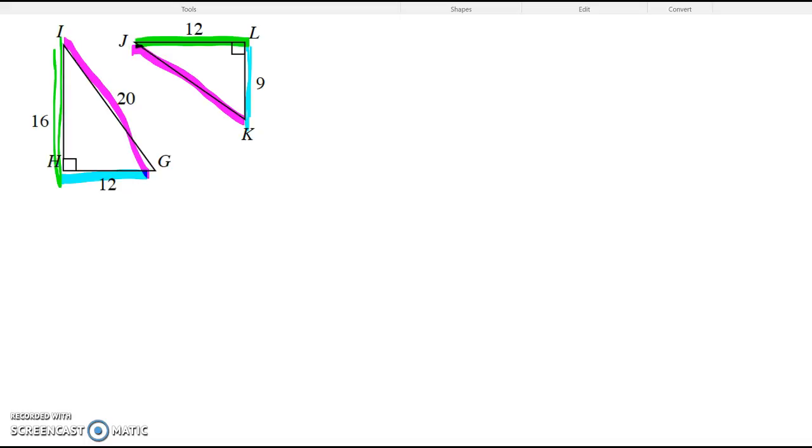we could use side, side, side similarity. However, we don't know this third side, but we could figure it out using Pythagorean theorem. What we could do is use side, angle, side similarity, because we already have a pair of angles that are congruent. And then we already have 2 pairs of sides that sandwich that angle that could possibly be in proportion to one another. So we need to check that.